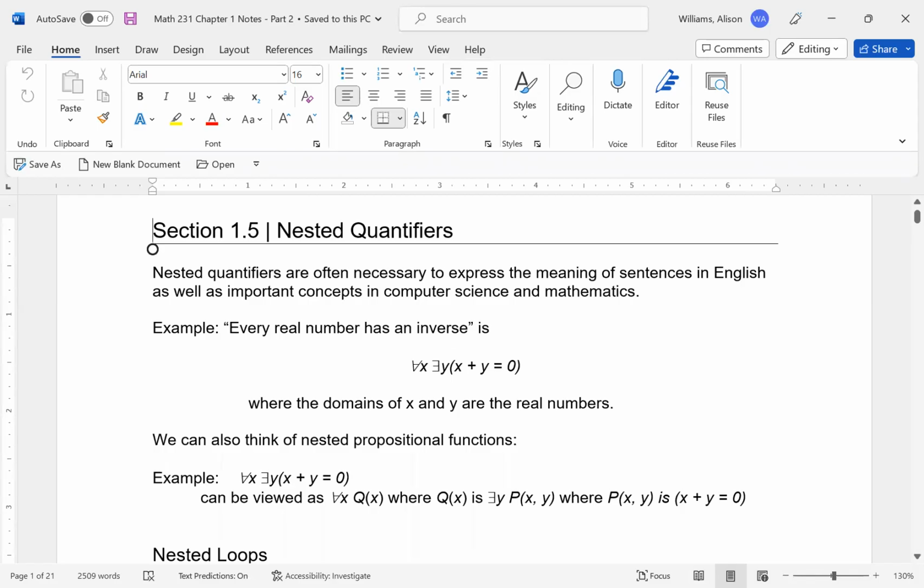In this video, we're going to talk about nested quantifiers. So we talked about quantifiers in section 1.4. That's the idea of for all or there exists. Nested quantifiers mean we're going to be working with more than one. And the word nested is kind of implying that the order matters.